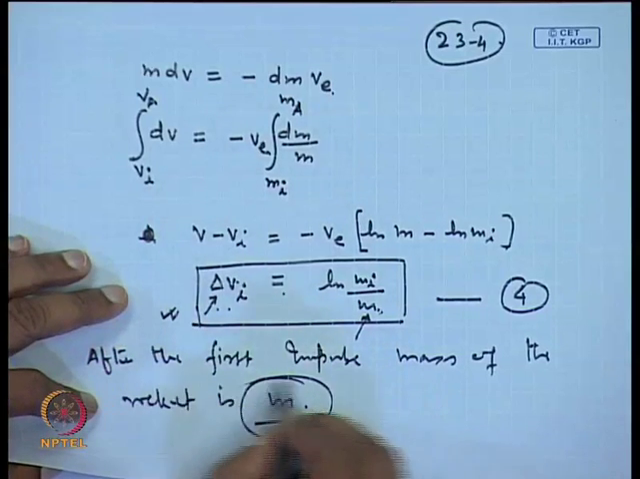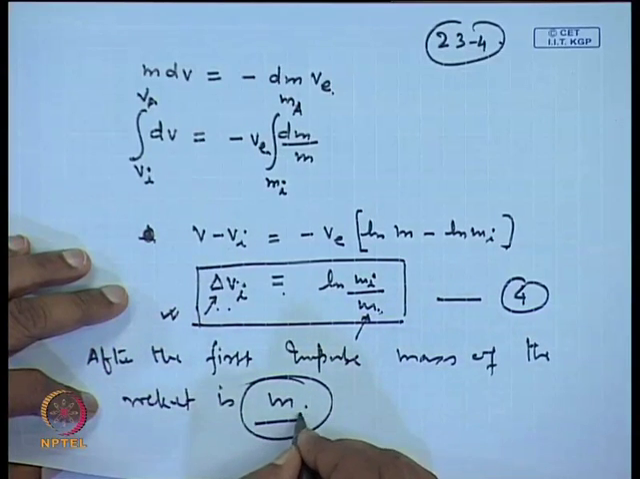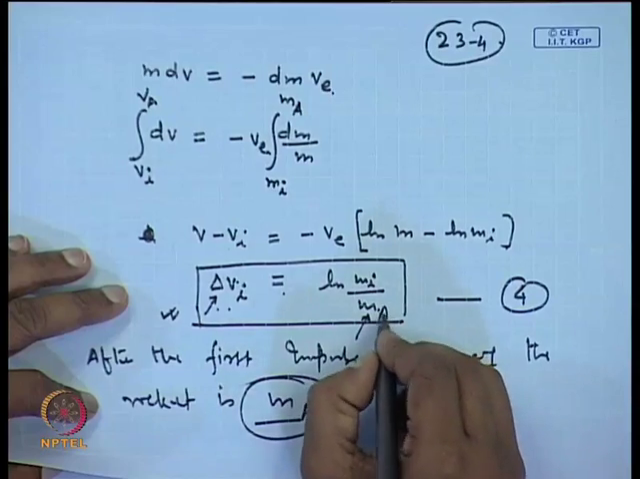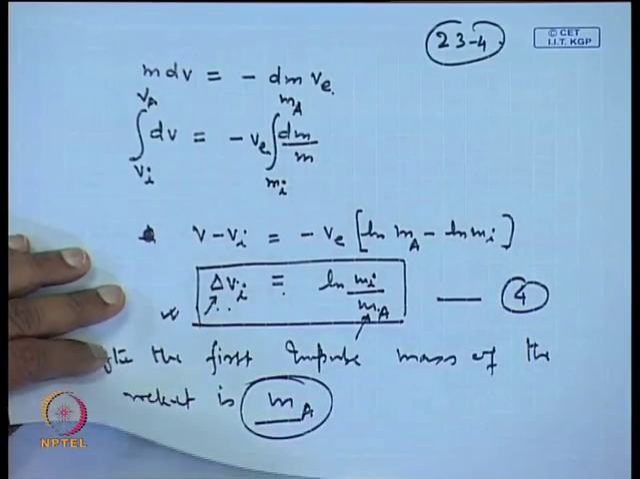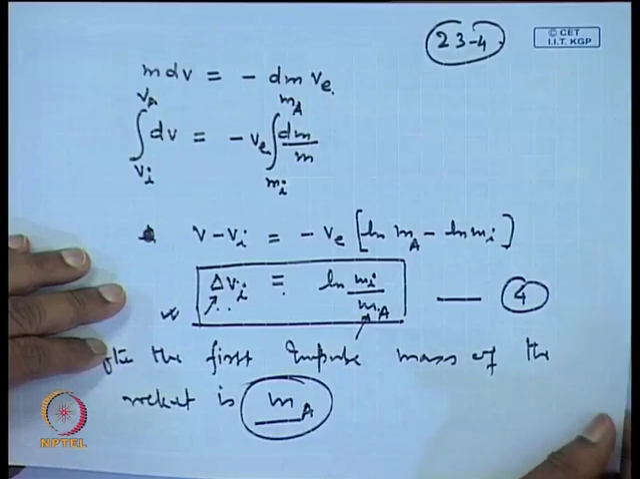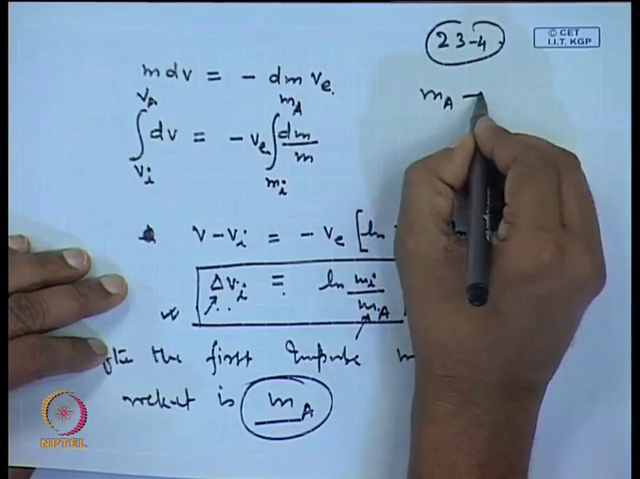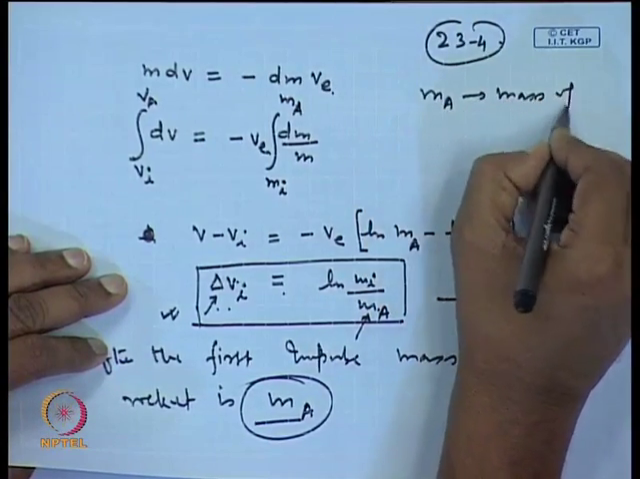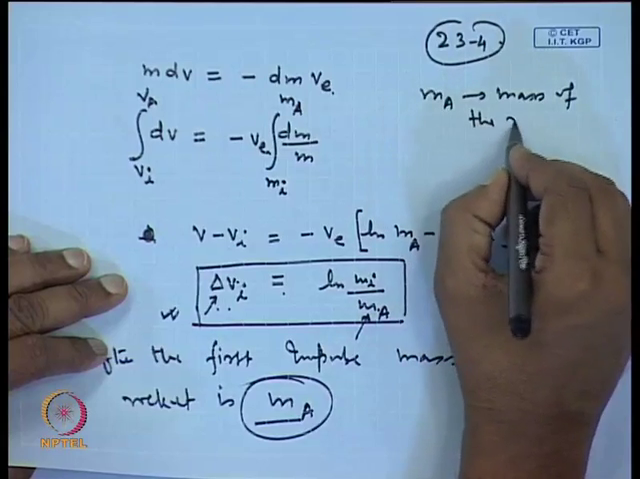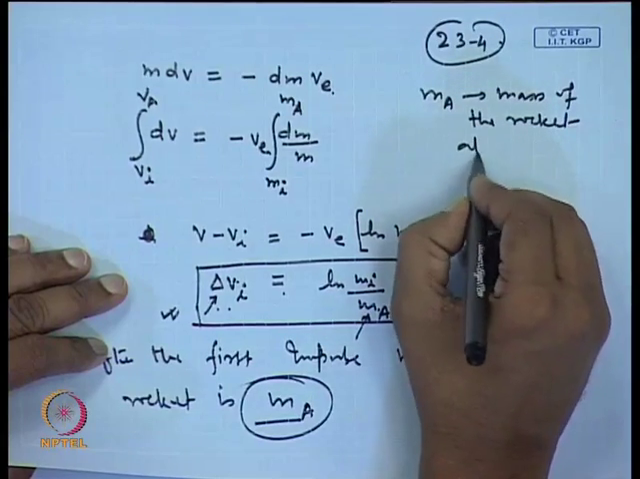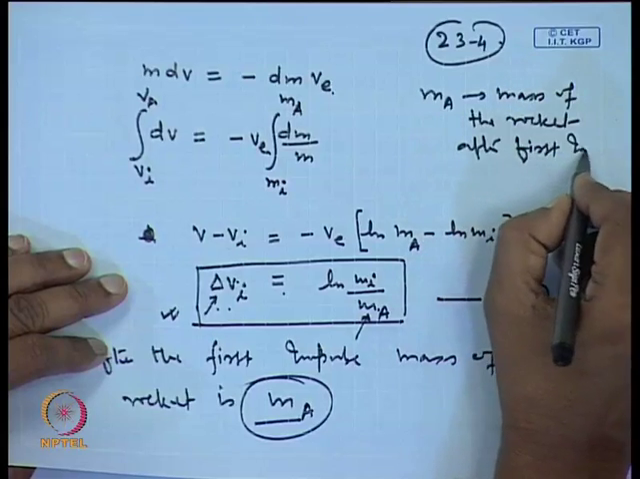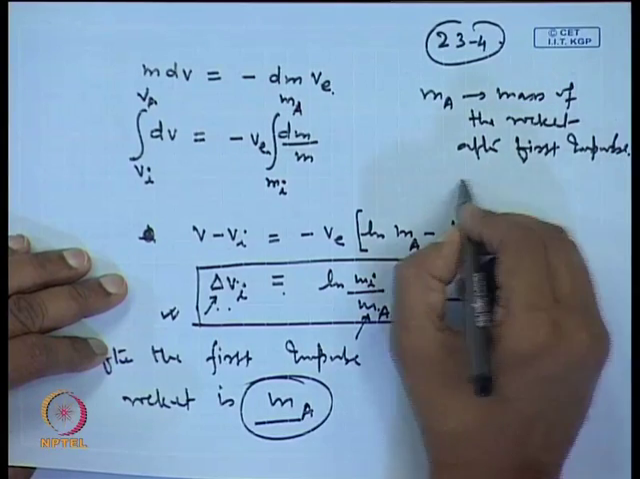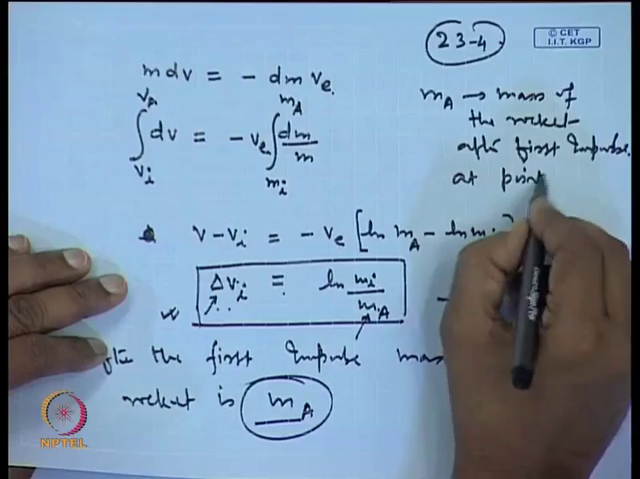Okay. So, after the first impulse the mass of the rocket we can put here as m_a, and this also becomes m_a, and here we can replace this with m_a. So, m_a is the mass of the rocket after first impulse at point A.